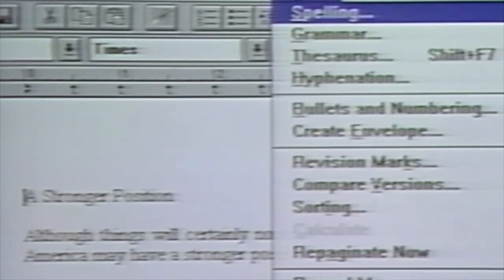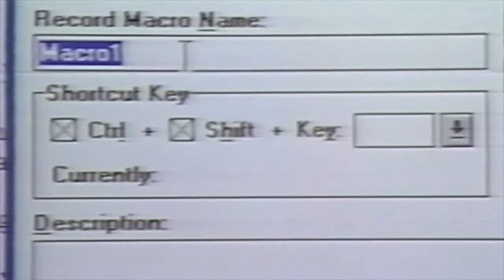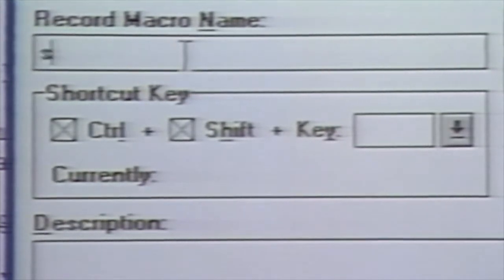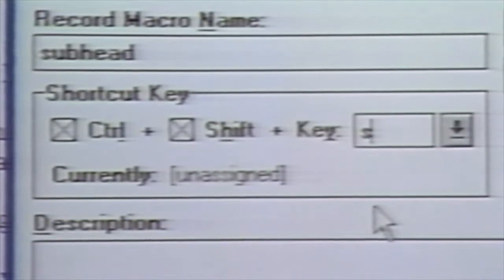Click on the Tools menu and then click on Record Macro. In the Record Macro dialog box, we have a macro name, Macro 1. We can change this to any name we'd like. Let's call it Subhead. We can assign a shortcut key, Control plus Shift plus some other key on the keyboard. Let's choose S. Here at the bottom we could enter a description if we'd like. Click OK.